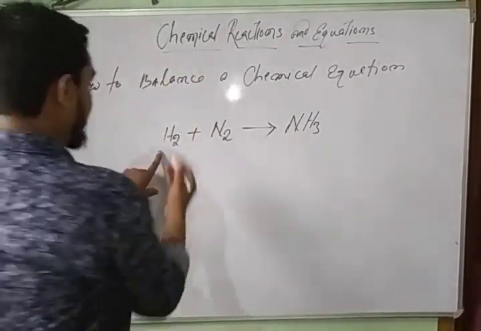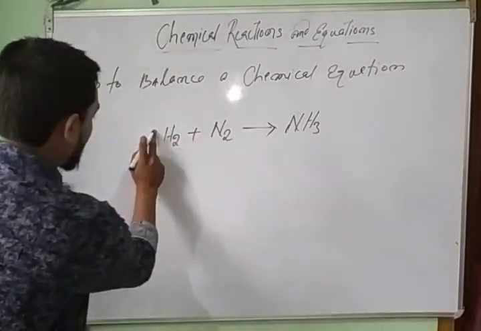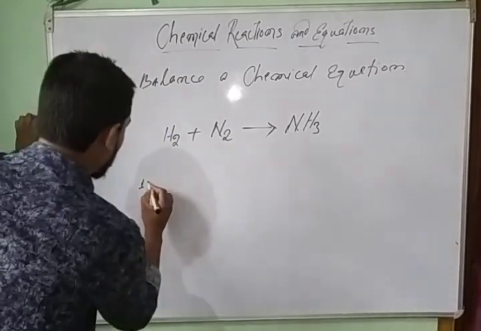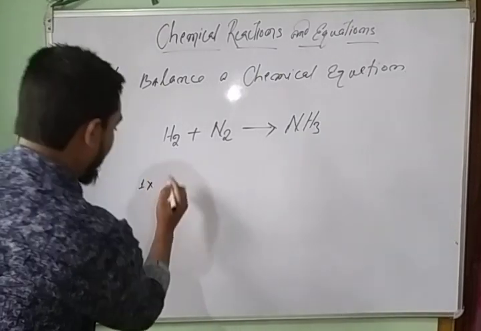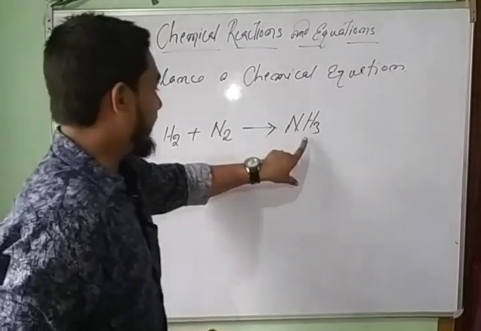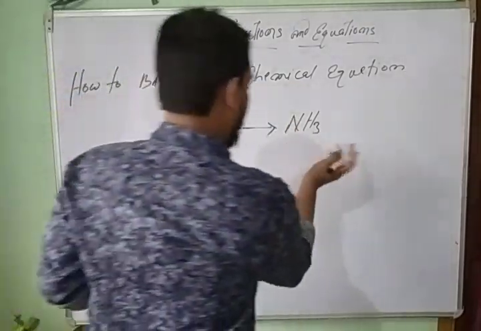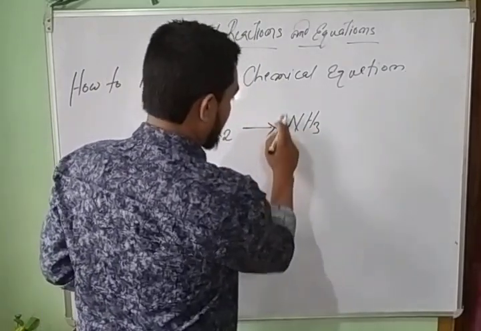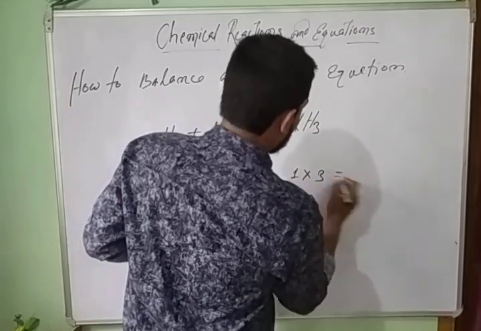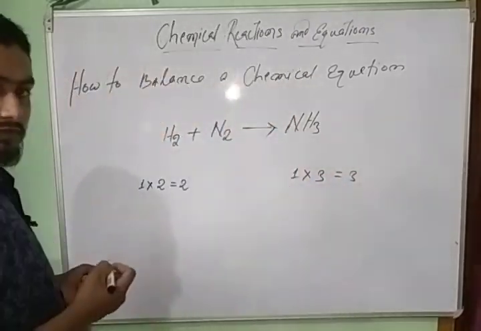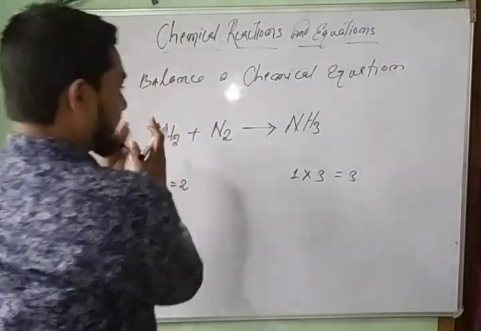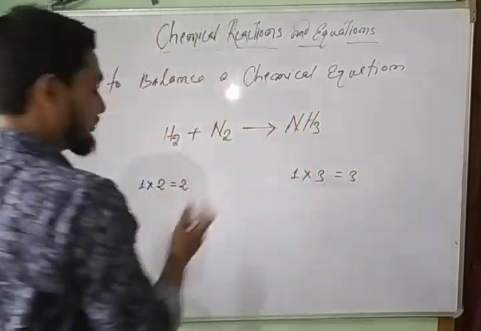See, here the number of hydrogen is 2. That means in the coefficient position, no number is mentioned, that means 1, into the suffix position we have 2. So 2 ones are 2. Number of hydrogen is 2. And on the product side, the number of hydrogen is 3. How is it 3? In the coefficient position, it has 1, and in the suffix position it has 3. So 3 ones are 3. Alright? So how can I equalize the number of hydrogen on both sides?